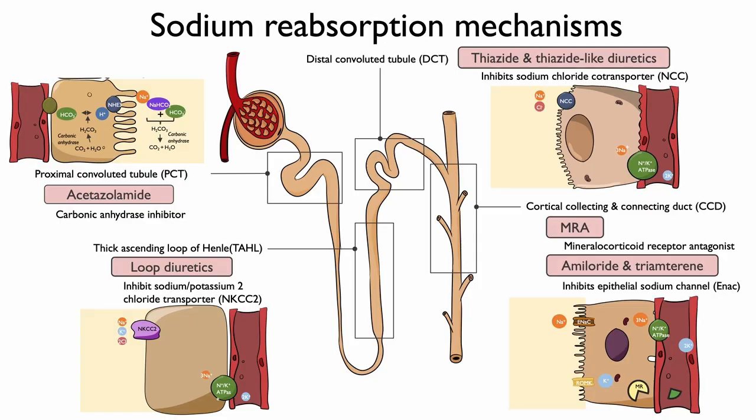In summary, sodium reabsorption occurs at four main sites within the nephron: the proximal convoluted tubule, the thick ascending loop of Henle, the distal convoluted tubule, and the cortical collecting duct and connecting tubule. Not surprisingly, these are also the locations of our common diuretics as outlined here.